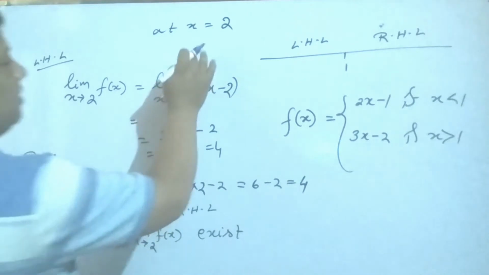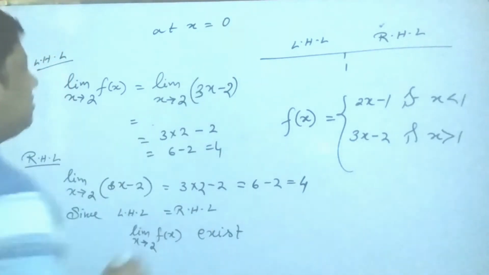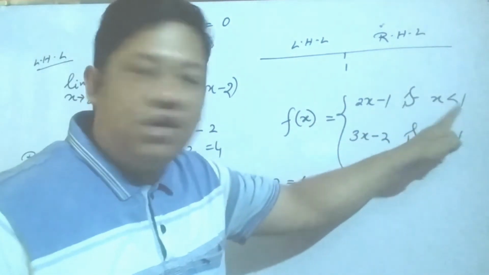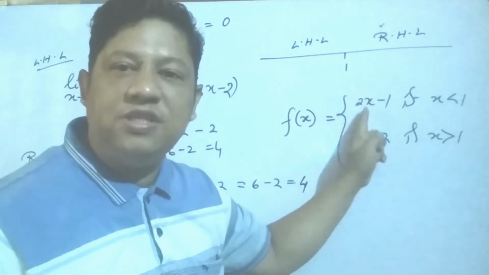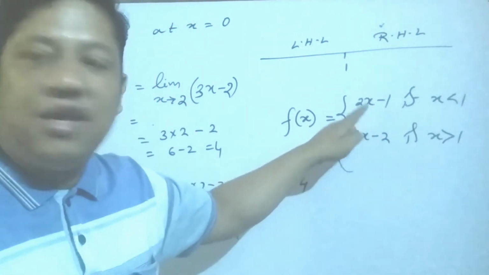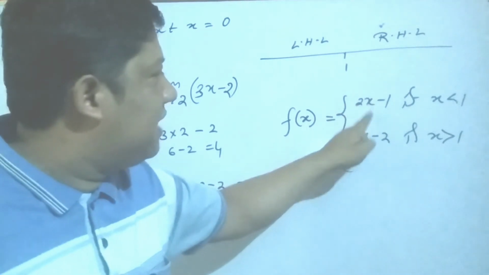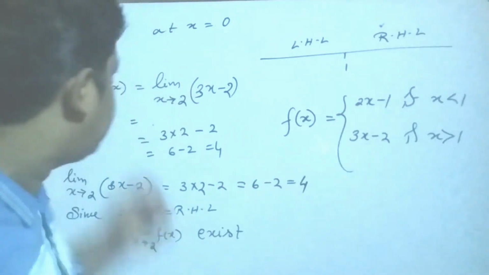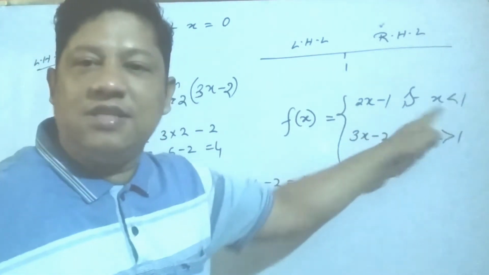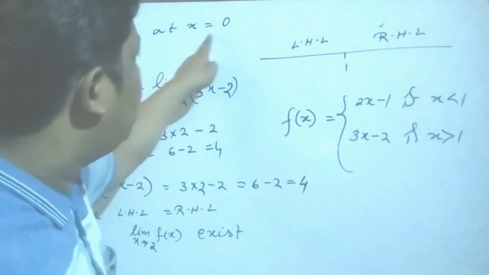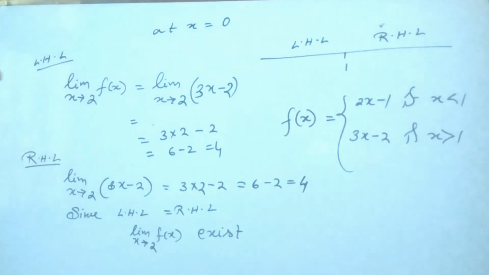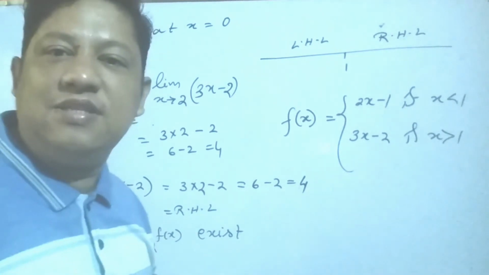Suppose you have to find the limit at x equal to 0. In this case, x is always less than 1. So for the left limit and right limit both, you have to use this one. Okay, my students, like this. Just you use these functions, left limit and right limit. In both these cases you have to use this one because x equal to 0 is always less than 1. That is why you have to use the left limit and right limit. Both the limit is this. So I think you understand what I am going to discuss in these questions.